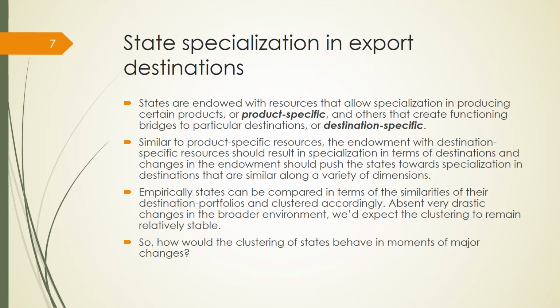As states change their export mix, there is a tendency to move towards related rather than unrelated goods. Our main premise here, however, is that to be successful at exporting, states need not only superior products but also information about the destinations and more general social capital to connect to those destinations, for instance via the ethnic networks. We call this destination-specific resources, and again, changes in the endowment with destination-specific resources should push the states towards specialization in destinations that are similar along a variety of dimensions.